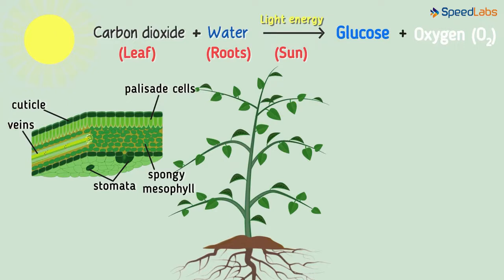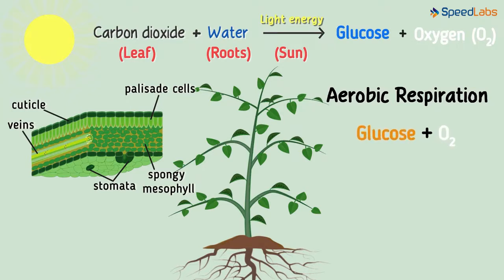Now to come to the respiration in plants. Living cells respire to get energy. It's the same with green plants. Do you remember the word equation for aerobic respiration in humans? Glucose plus oxygen gives us what? It releases energy and gives out carbon dioxide and water as byproducts. Plants respire in the same way.